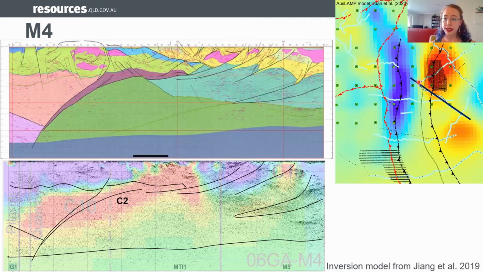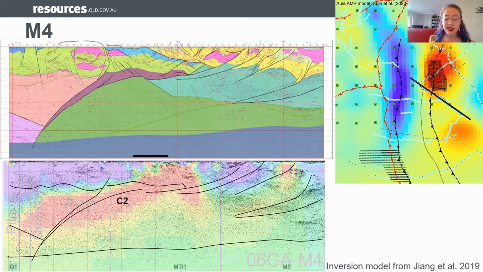So the next one in this set of parallel seismic lines is M4. Again, our interpretation at the top and the electrical structure on the seismic. And this one seems like quite a really good fit to our interpretation. So this would be the location of the Gidgee structure, and so that's replicated here in these black lines.